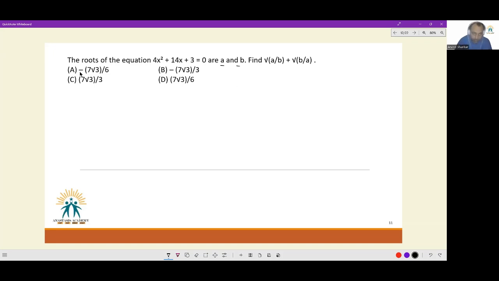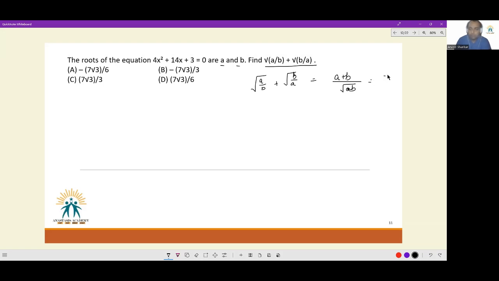See, the roots of the equation are a and b. If I look at this expression, I've got √(a/b) + √(b/a). If I make the bases identical, I will get √(ab) in the denominator. Now √a multiplied with √a and √b multiplied with √b will give me a + b. So this is the sum of roots, and this is the square root of the product of roots.